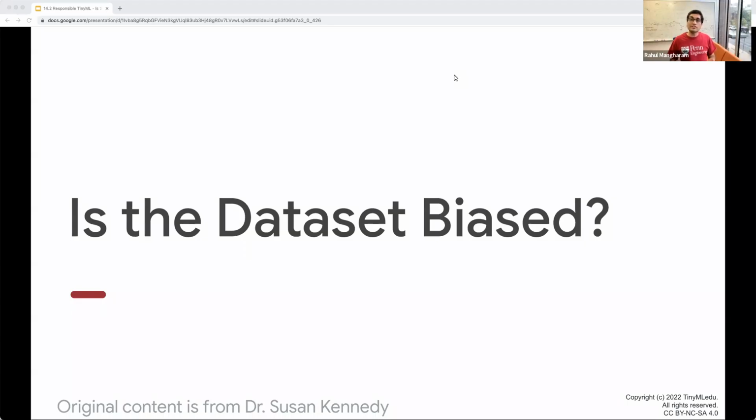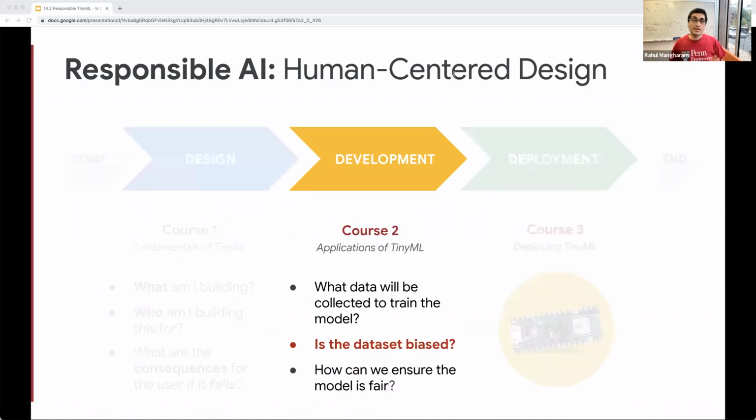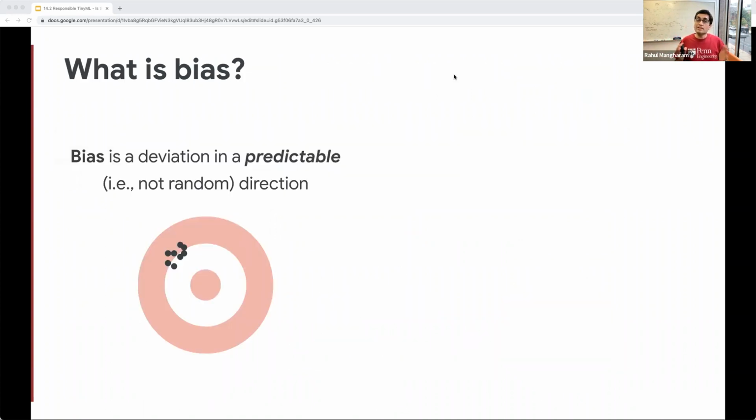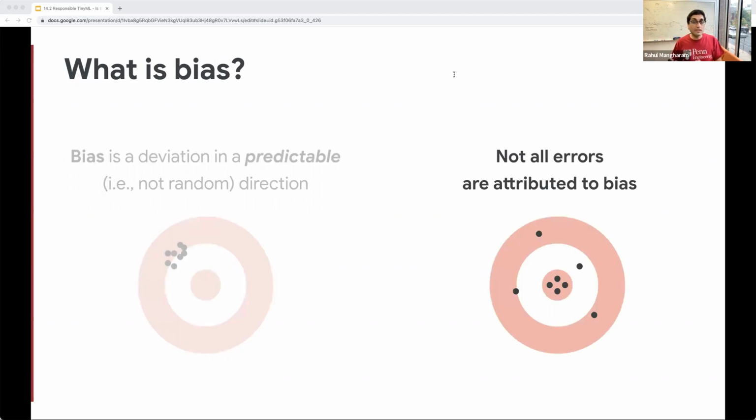Another question to address during the development stage is whether the dataset is biased. First, we'll want to be clear about what we mean when we talk about bias. In general, it's best to understand bias as a deviation in a predictable direction, not a random one. This is important because it helps us distinguish between those errors that aren't attributable to bias. In the context of ML, bias refers to systematic errors.